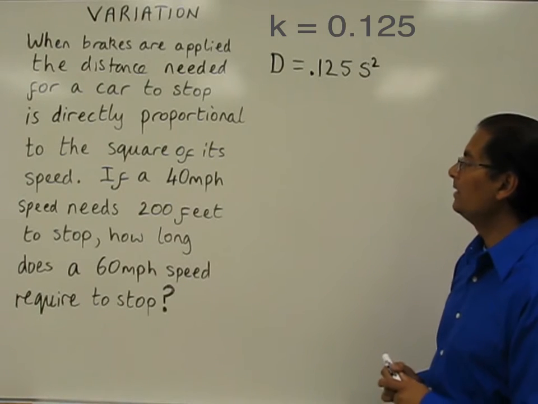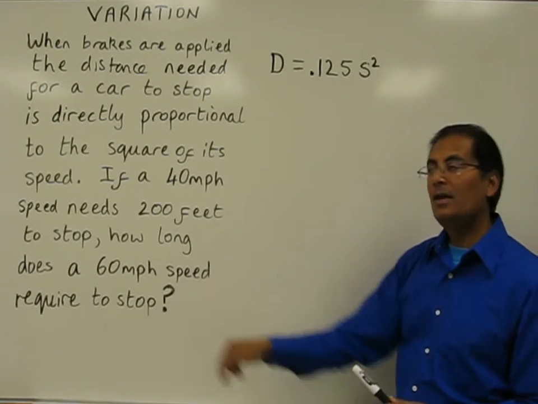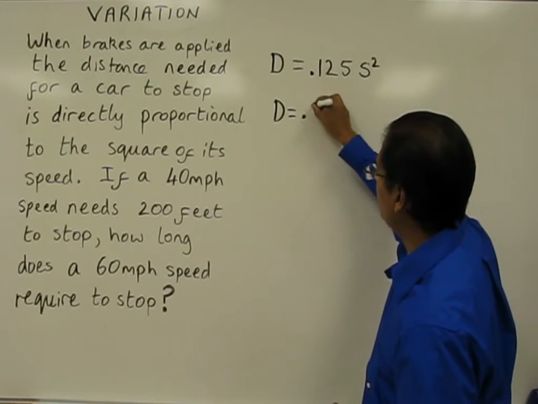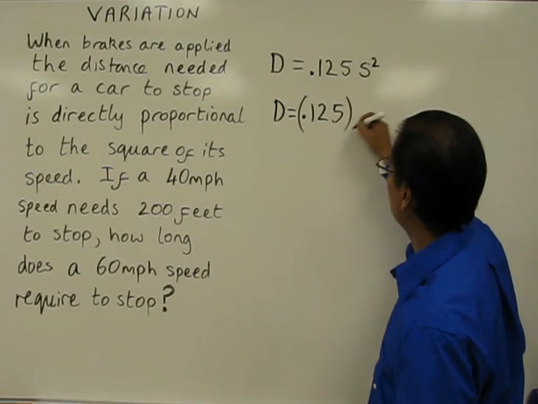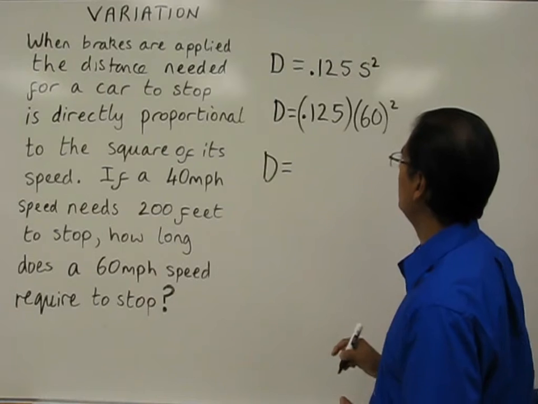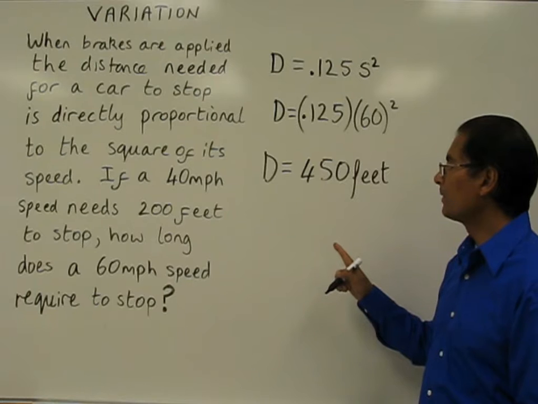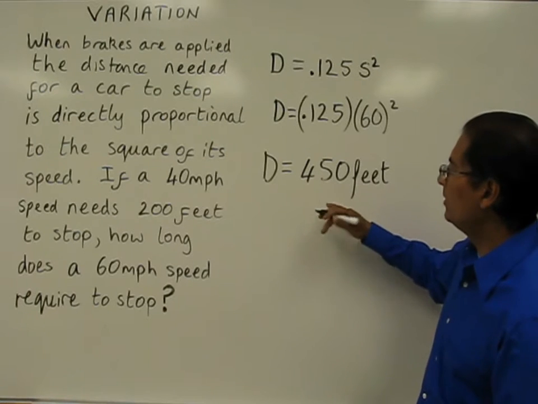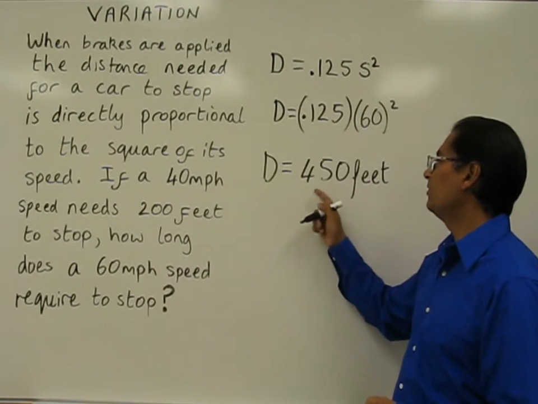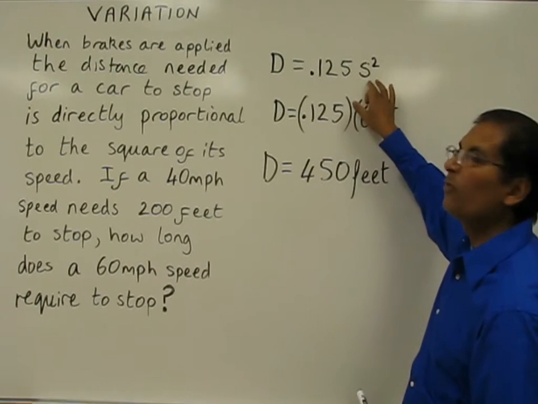So the distance is equal to 0.125 s squared. We've just calculated that. And now the question is, what if s is 60? If s is 60, what's our distance going to be? Well, d will equal 0.125 times 60 squared. And so when we calculate this out, we get 450 feet. So notice that the distance has more than doubled, even though we've only gone up by 20 miles per hour. And that's because of that square relationship.